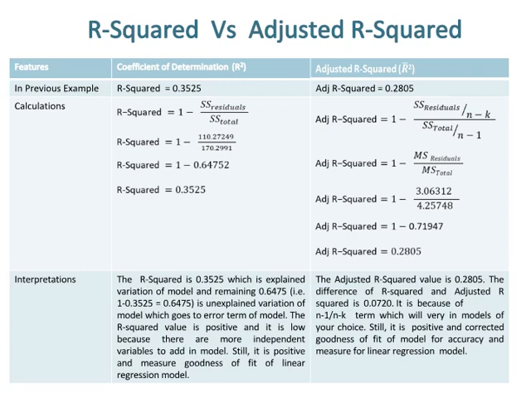The adjusted R squared value is 0.2805. The difference between R squared and adjusted R squared is 0.0720. It is because of the n-1 divided by n-k term, which will vary in models of your choice. Still, it is positive and a corrected goodness of fit of the model for accuracy and a measure for the linear regression model.